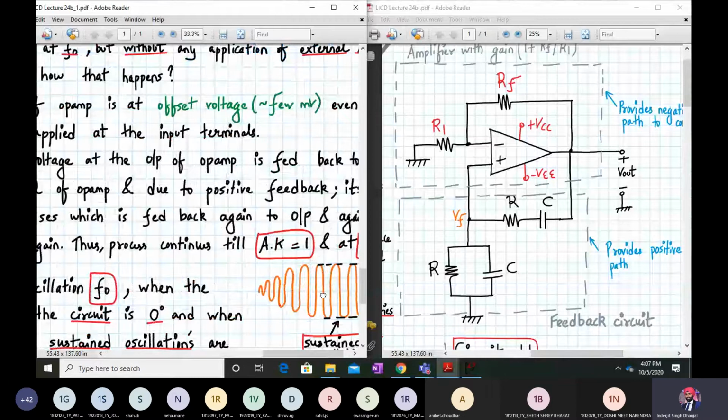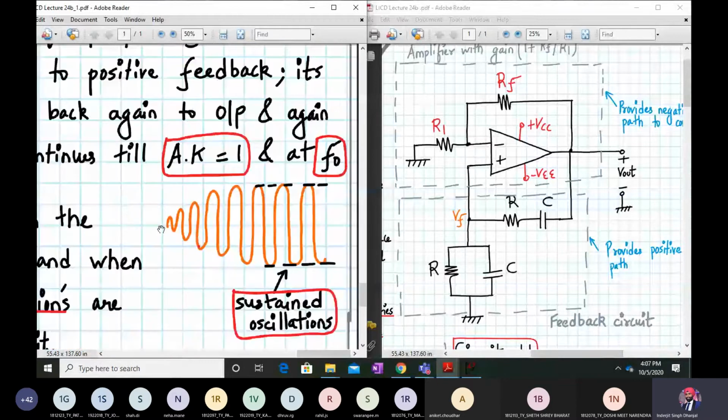Oh yeah, let me see. Can you see this? Everyone saw this waveform, right? It's slowly building up. Initially we have a very small amplitude, and this output offset voltage is in millivolts. Now what this feedback network will do is feed it back to the input.